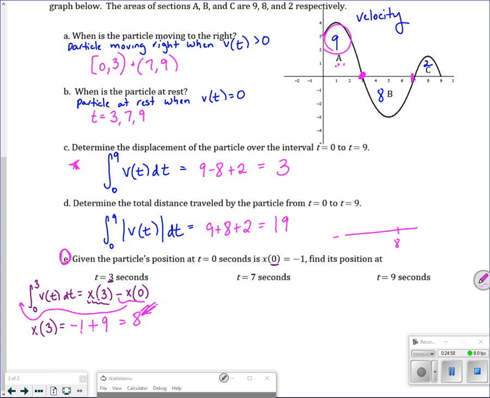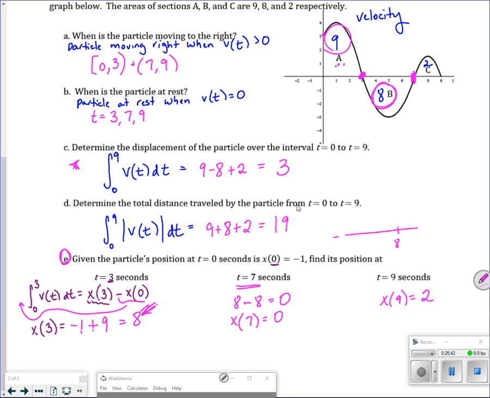Because right here at 3 seconds. At 7 seconds, what was my displacement? Do you see that I went 8 units to the left? I would be moving to the left because velocity is negative. So if I moved 8 to the left, the starting position was 8. What was the change? I went 8 to the left, so my position would be 0. And then finally at 9, once again, at 7 seconds, I would be at a position of 0. My displacement would be 9, so my position at 9 would be equal to 2.